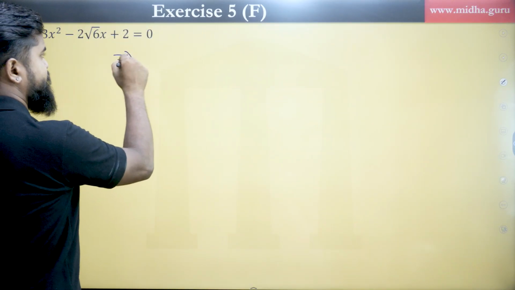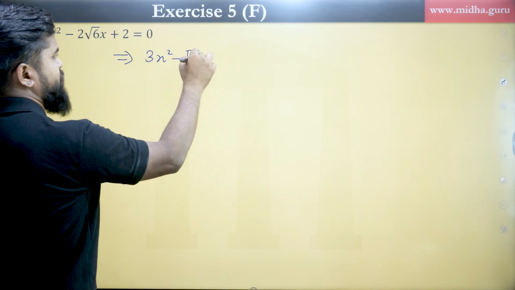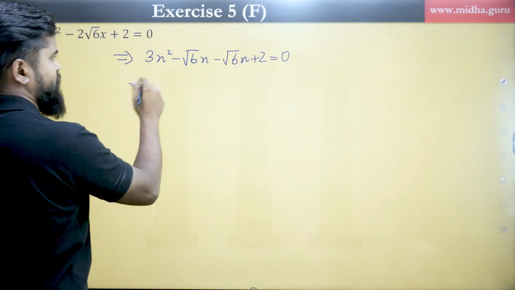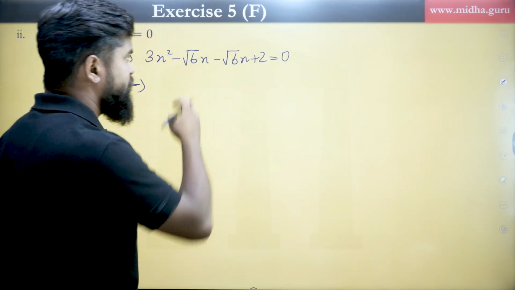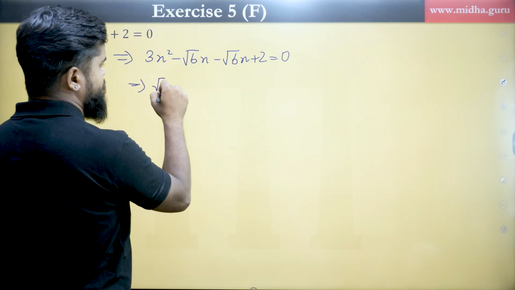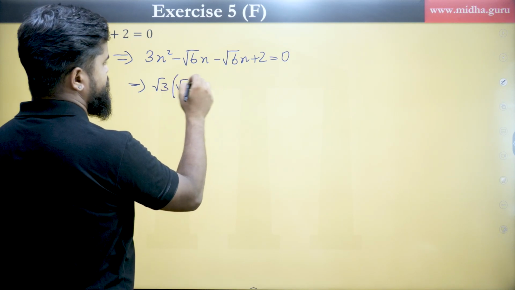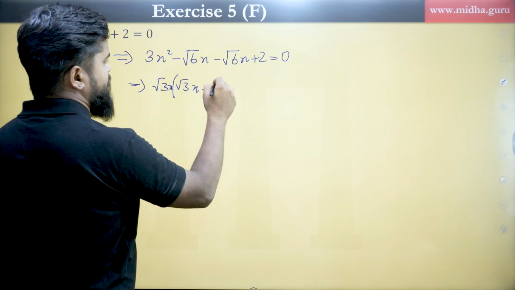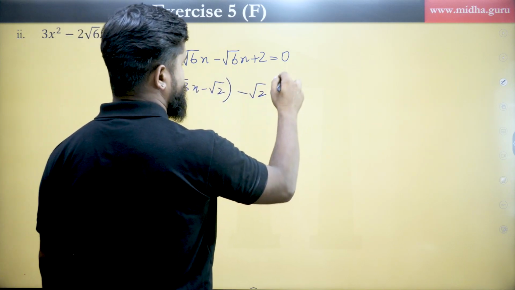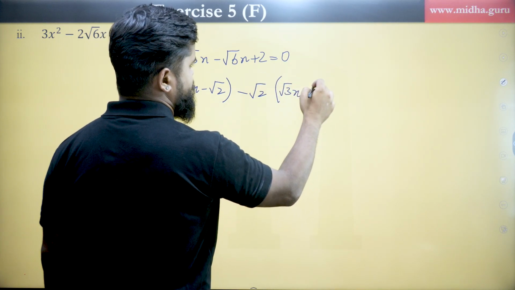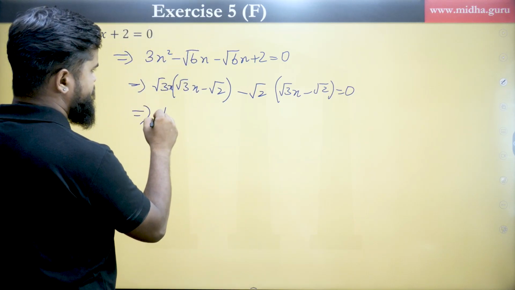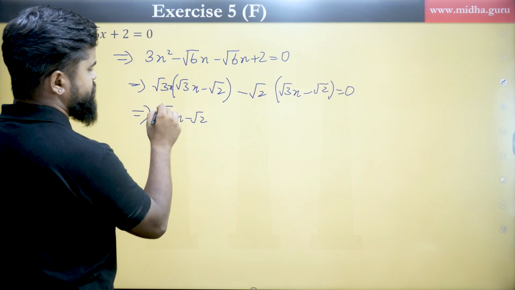So simply, we'll write the equation as 3x² - √6x - √6x + 2 = 0. Adding both of them, we get -2√6, and multiplying -√6 and -√6, we get 6. Here I can take √3x as common, and I'll get √3x - √2. And here I'll take √2 as common, that is -√2. So I'll get (√3x - √2)(√3x - √2) = 0. So from here we'll take √3x - √2.